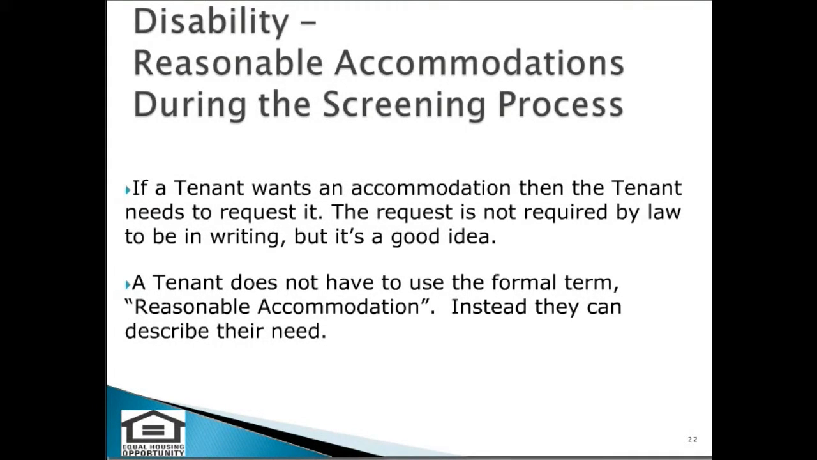For example, if an applicant with a cognitive disability says he or she cannot understand the application, then you know they are asking for a reasonable accommodation that you help them read it or fill it out. They do not actually have to use the term reasonable accommodation.